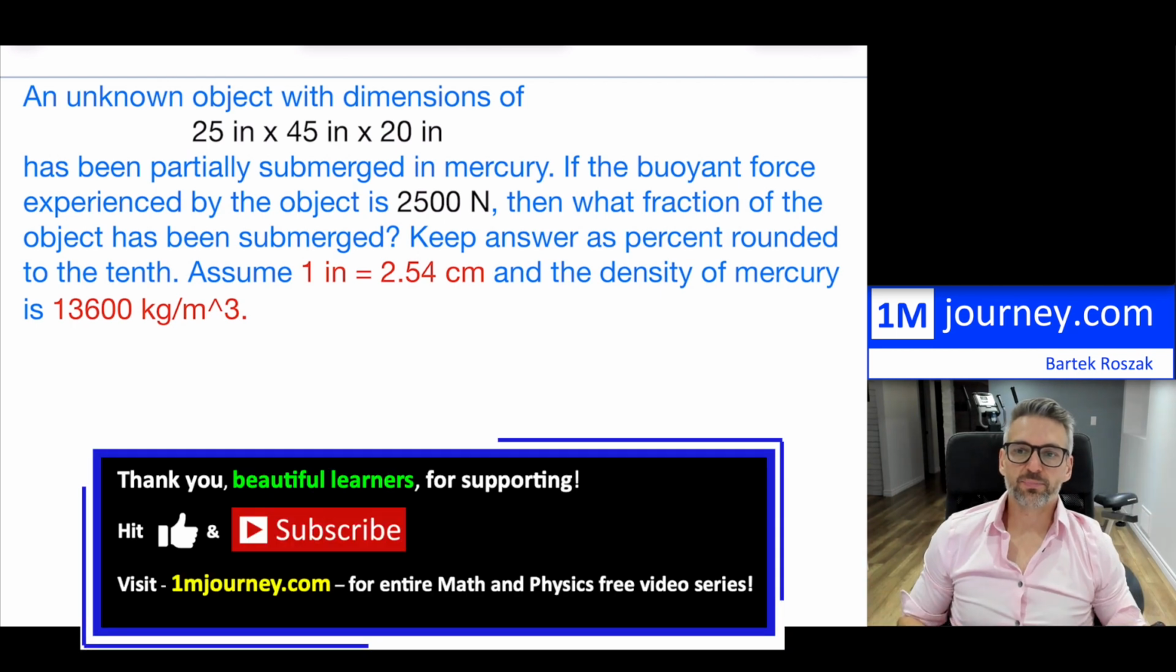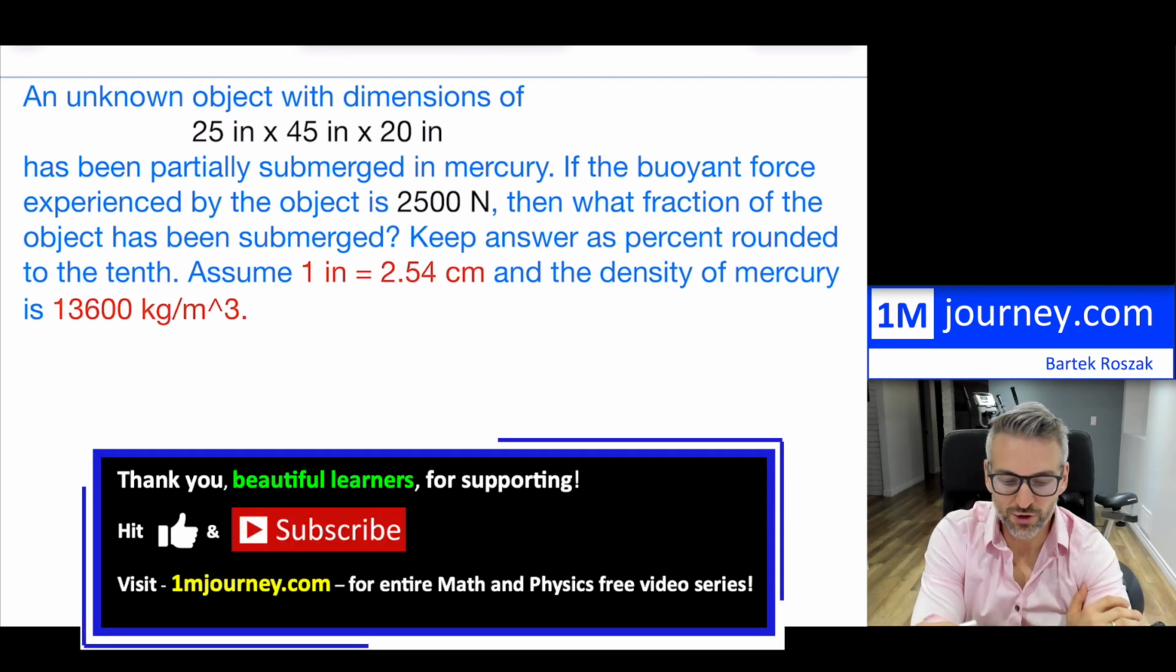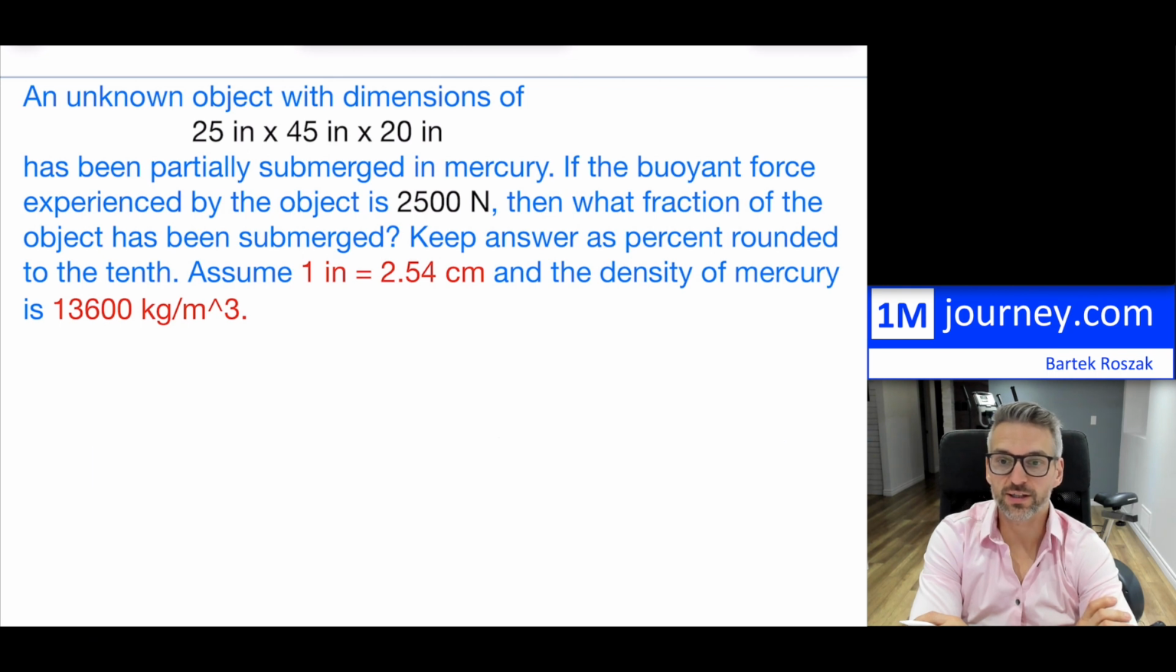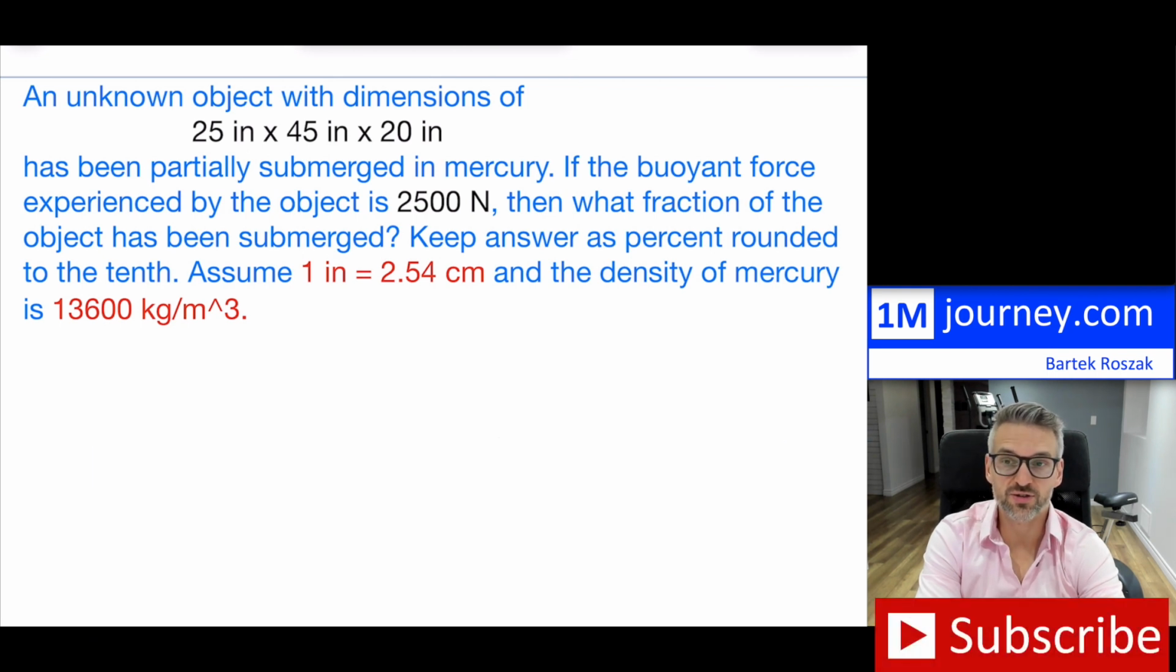Here's a nice example of testing you on buoyant forces and Archimedes' principle. And this is for static fluids. So let's take a look and dive into this one. Let's see if we can solve it.